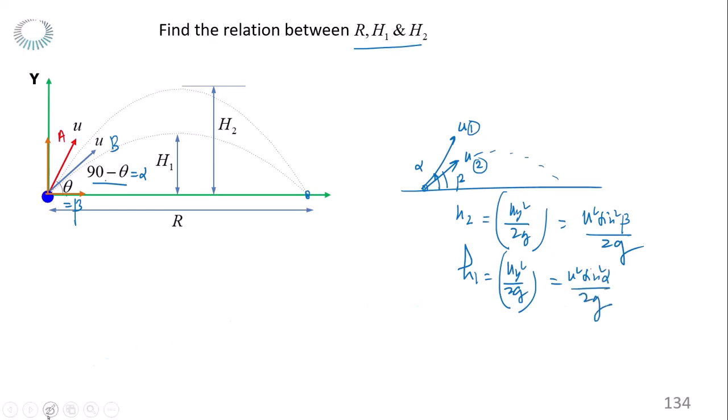Okay, now put the value of alpha and beta. So I know that beta equals theta and alpha equals 90 minus theta. So it is written as u square sine square theta by 2g.